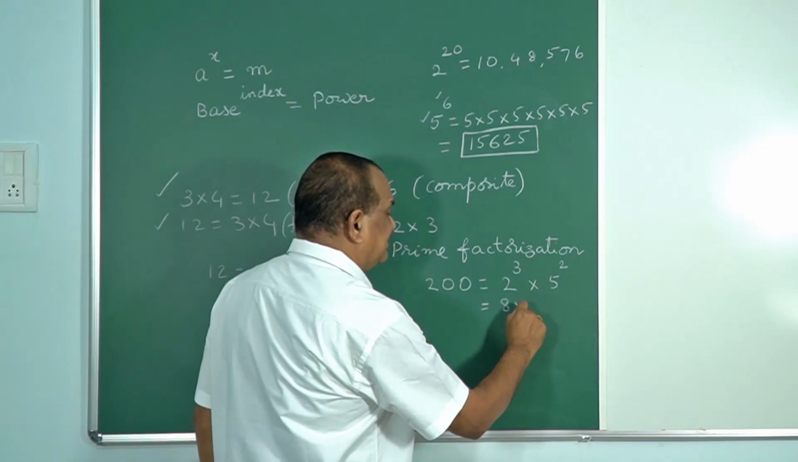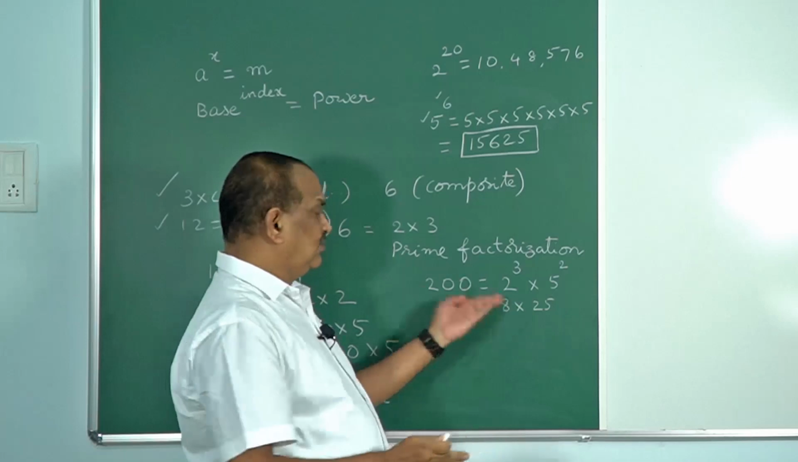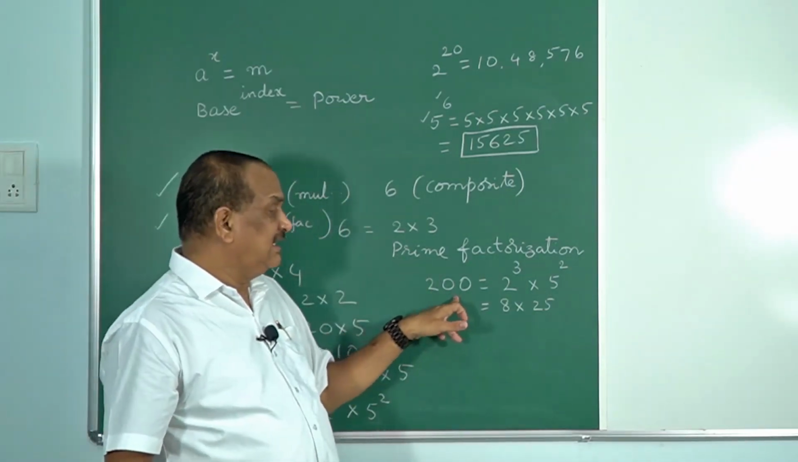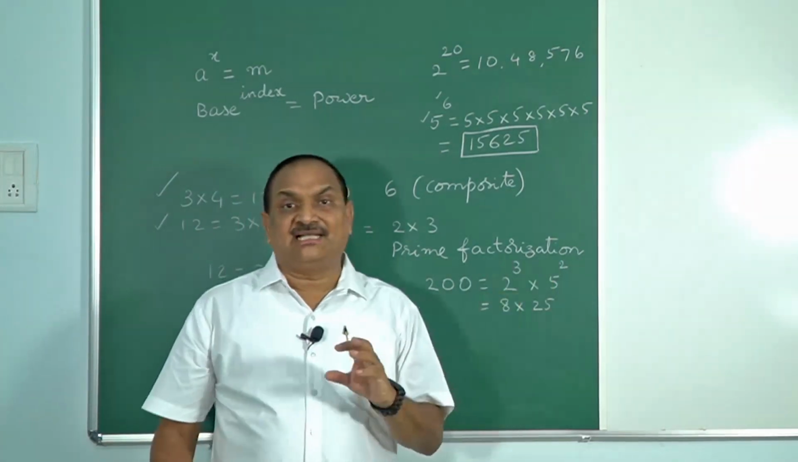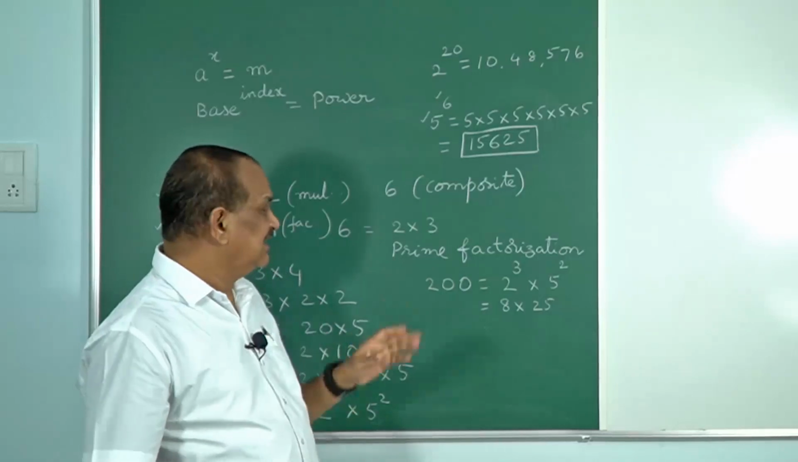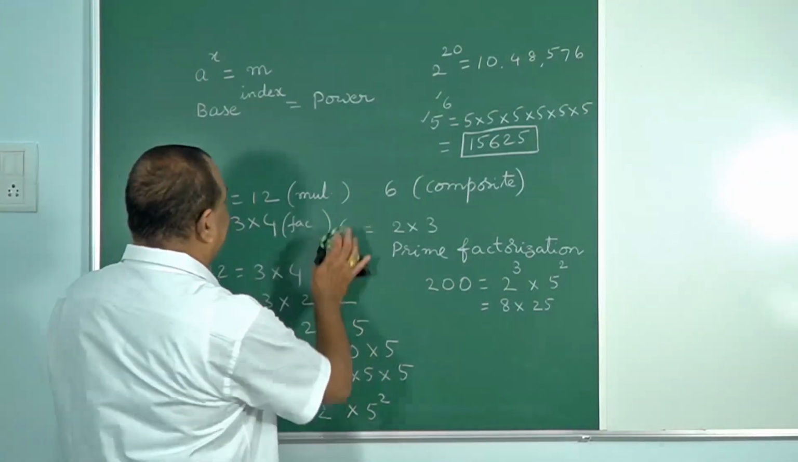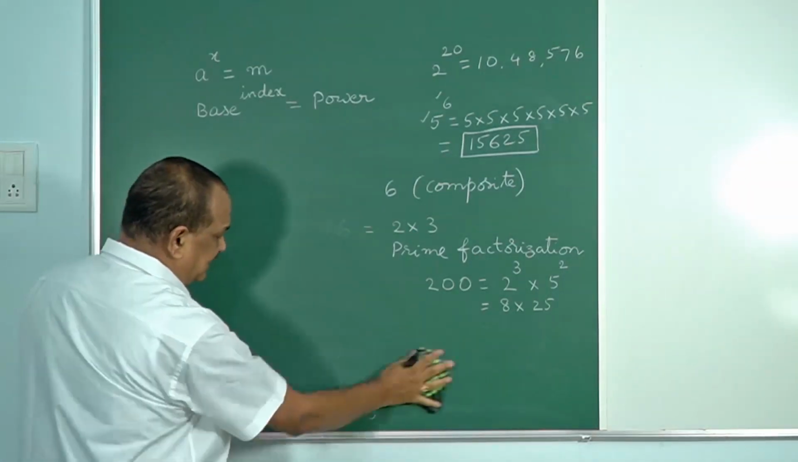This is 8 times 25. This is just for verification, and you got your 200 once again. So when you prime factorize 200, you write it as 2 cubed times 5 squared. That is what we mean by prime factorization. Maybe in your lower classes, you did it in a different way. Let me show you how this was done in lower classes.